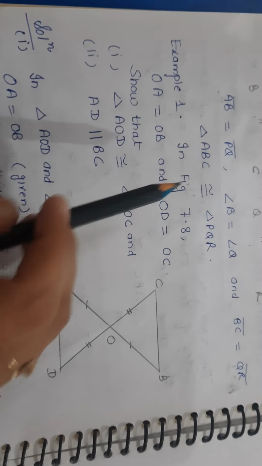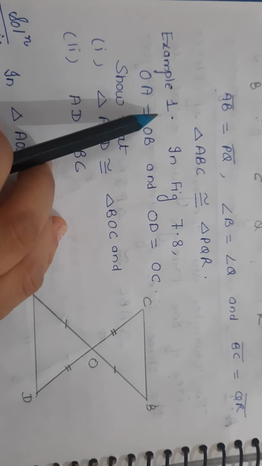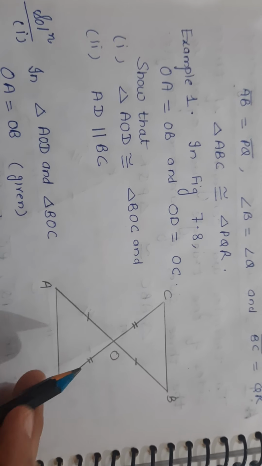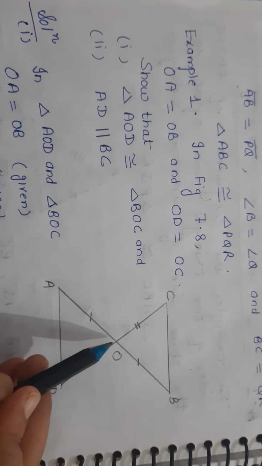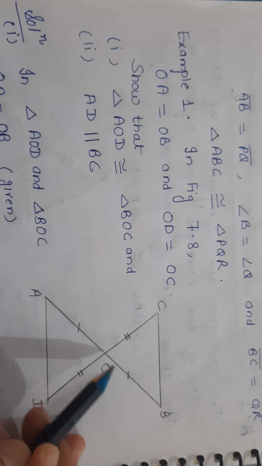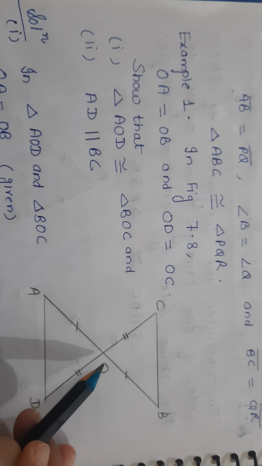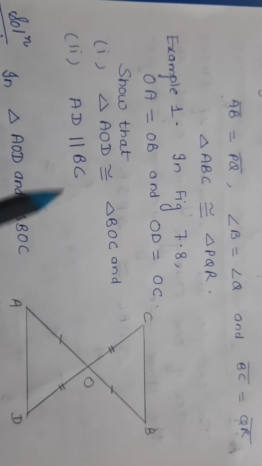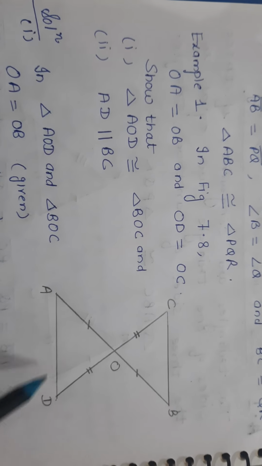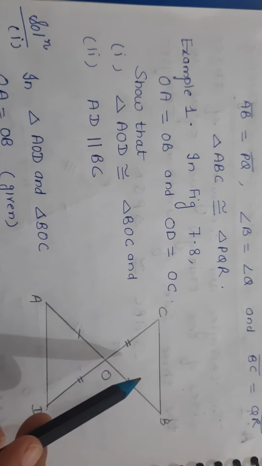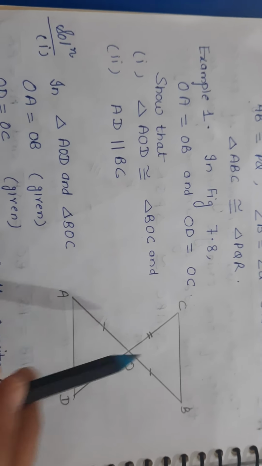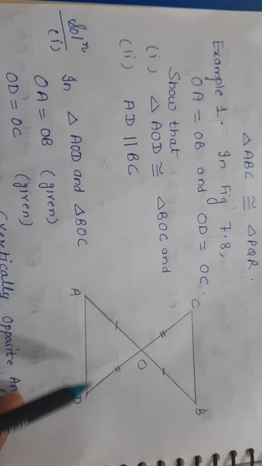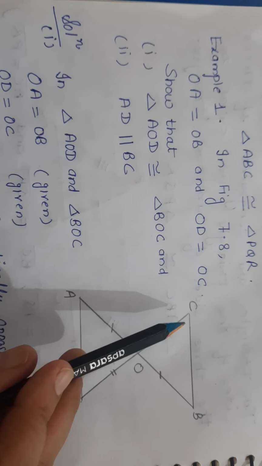Now I am going to discuss one example. Example number 1. The diagram is given in your NCERT book. In this diagram 7.8, the side OA is equal to side OB and side OD is equal to side OC. Then you need to prove that triangle AOD is congruent to triangle BOC and AD is parallel to BC.